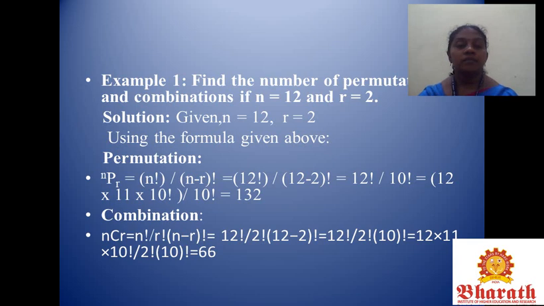Next, combination. Combination formula is nCr equal to n factorial by r factorial into (n minus r) factorial. So just substitute n equal to 12, r equal to 2. After simplification, the answer is 66.